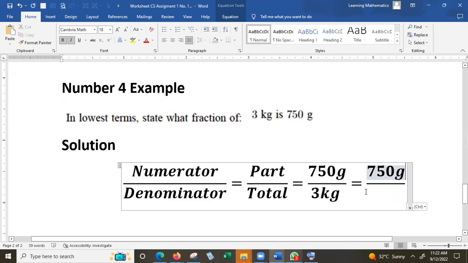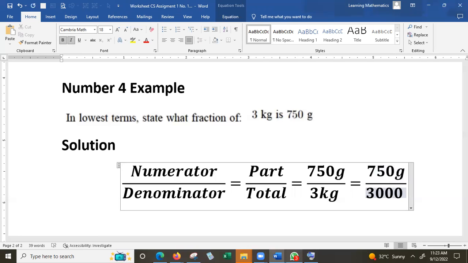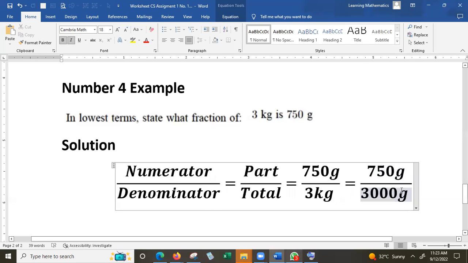Now 3 kilograms, we have to convert it to grams. That is 3,000 grams. Because if 1 kilogram is 1,000 grams, 2 kilograms would be 2,000 grams, 3 kilograms would be 3,000 grams. You multiply 3 by 1,000, and we have 3,000 grams. And we have to reduce this to the lowest terms.